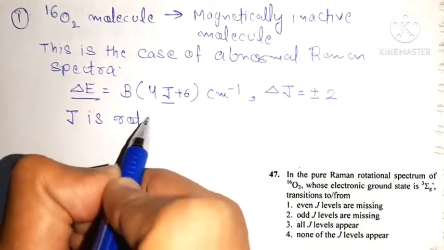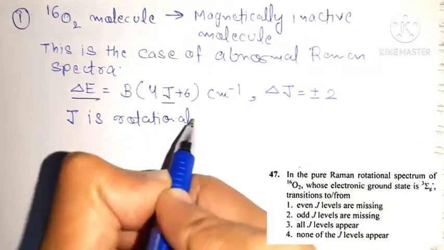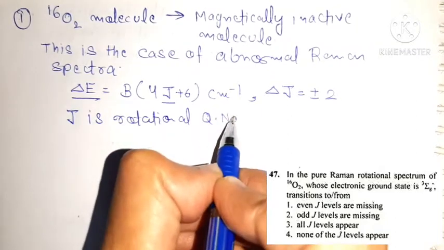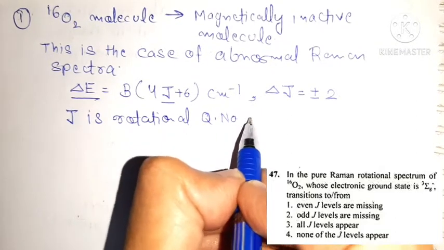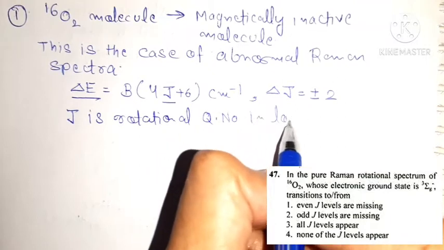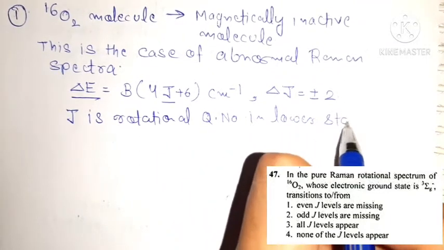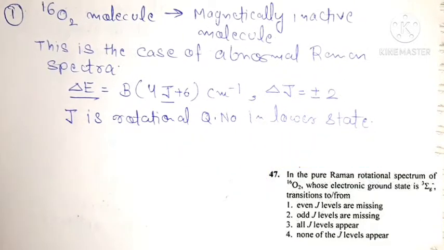J is the rotational quantum number in the lower state. Okay, understand? This is a basic idea about a Raman spectrum.